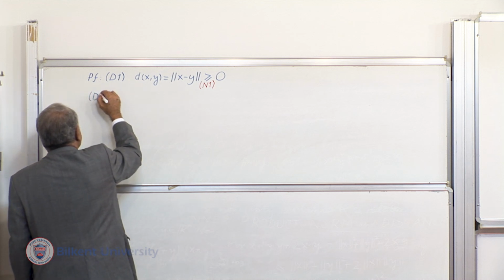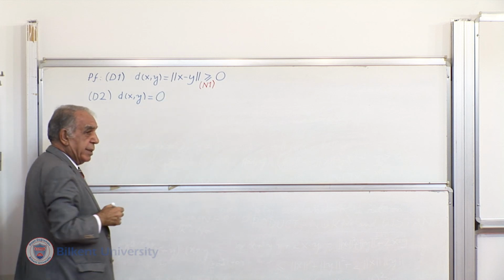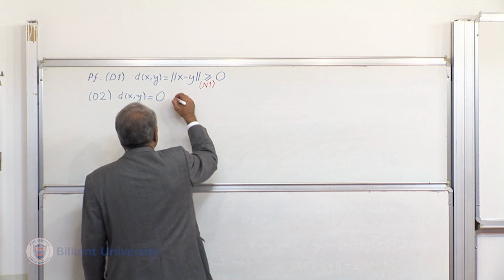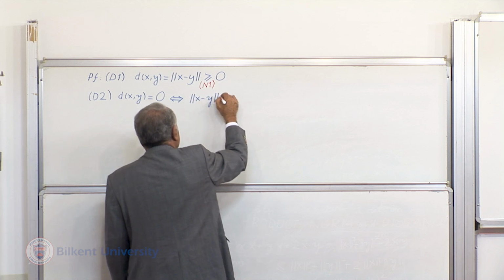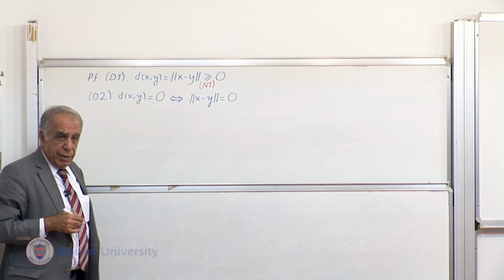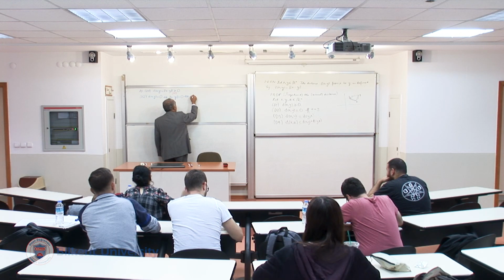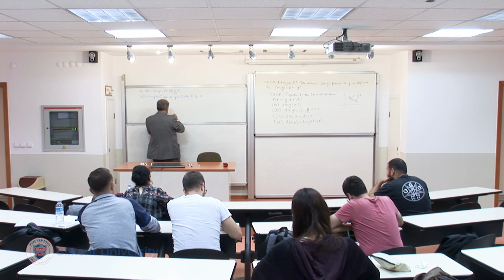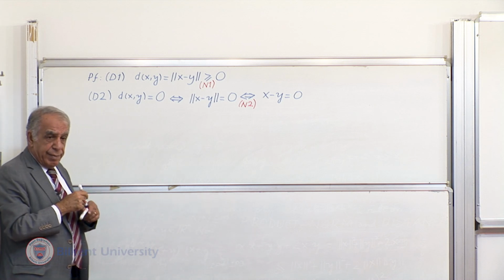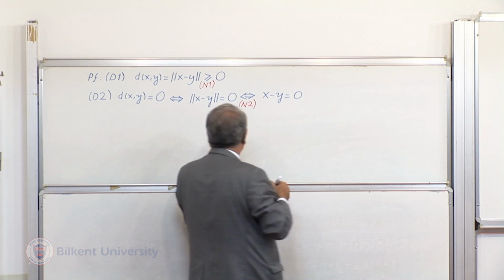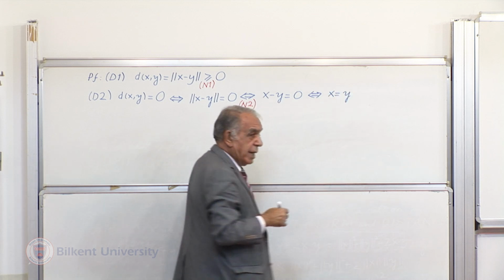D2, dxy, that's equal to 0. Now this is equivalent to, if and only if, by definition, the norm of x minus y is 0, but this is equivalent to, by norm property 2, if and only if x minus y is 0, the vector whose norm is equal to 0, that vector must be 0, but this is equivalent to saying that x is equal to y.